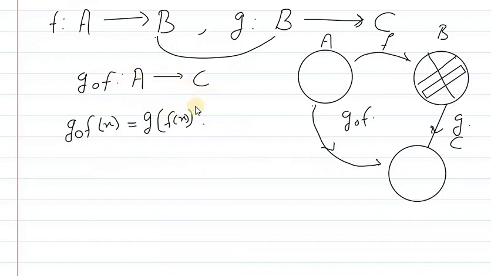Okay, in most of the real functions, A, B, C are all equal. A is the set of real numbers, B is the set of real numbers, C is also the set of real numbers. In this case, we can define both f of g and g of f. Okay, there will be some cases like this.